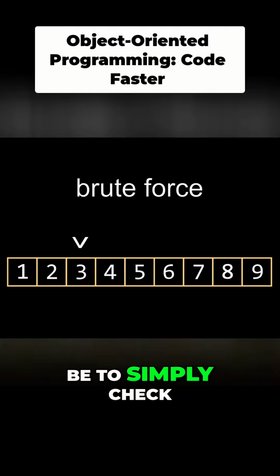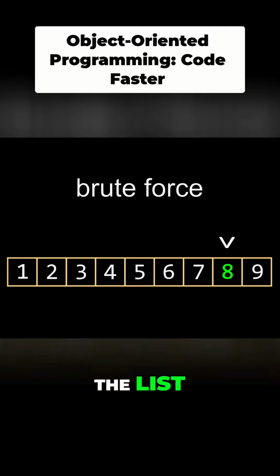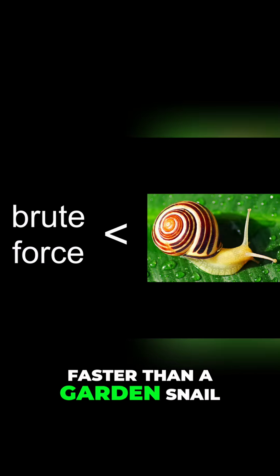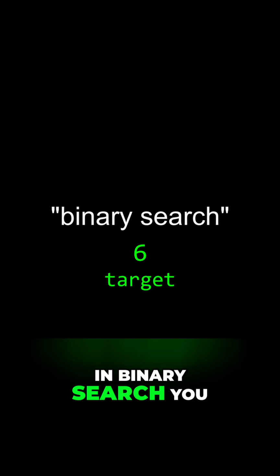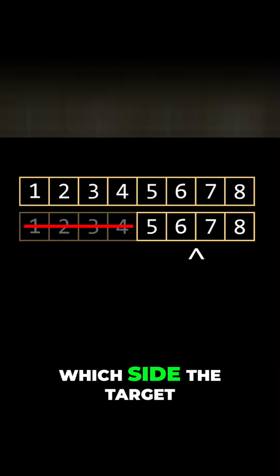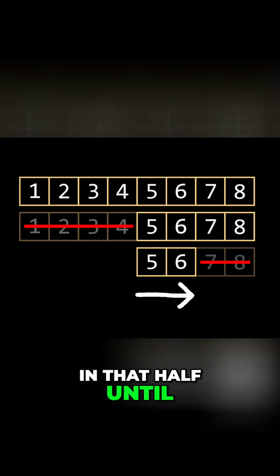Brute force approach would be to simply check every item until we find a target in a list, but if you want your program to run faster than a garden snail, you need a more sophisticated approach like divide and conquer. For example, in binary search, you repeatedly check the middle element to see on which side the target is and keep searching in that half until you find it.